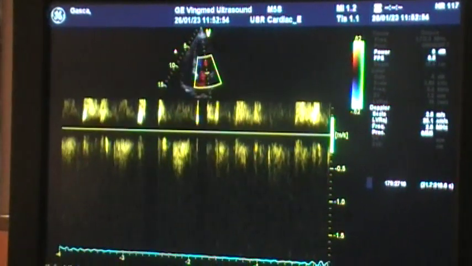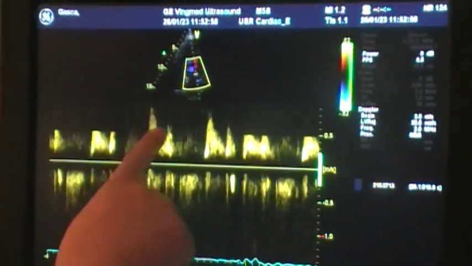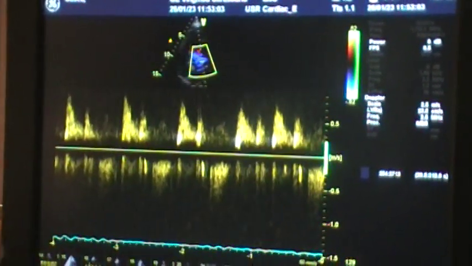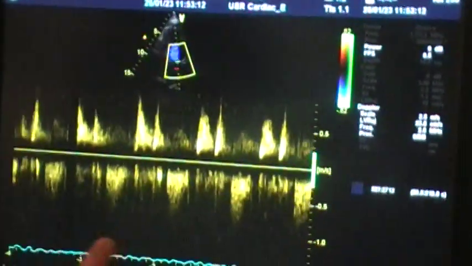If you did though, here's the normal flow in diastole, it would be here in systole, and it would look more rounded than this does. This is, we're picking up LVOT flow there. So she doesn't have any regurg, but if she did, it would be in this area.